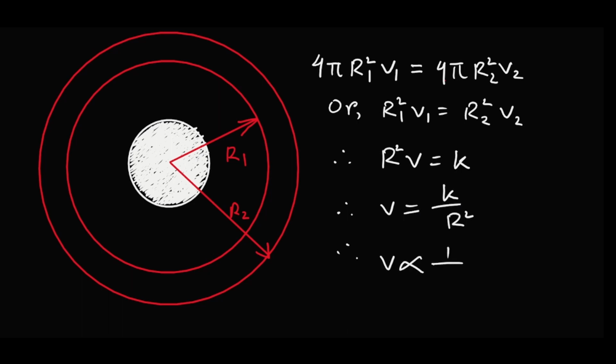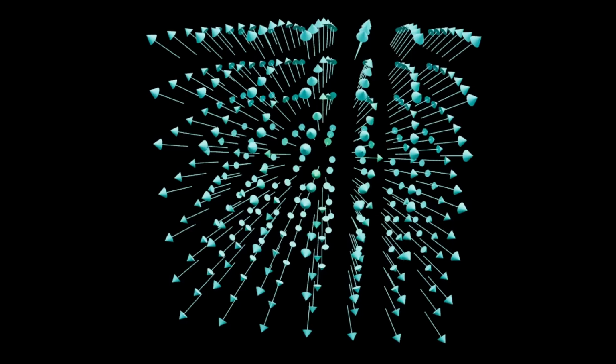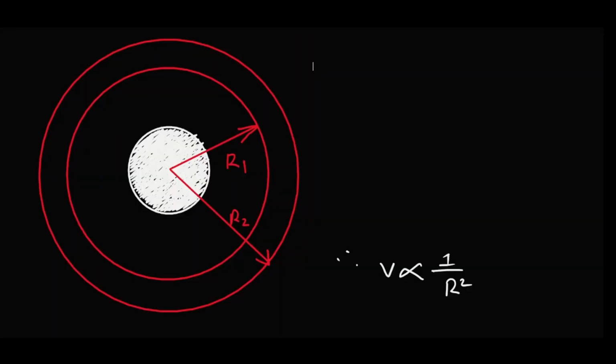That means in this setup, the velocity of the fluid will be inversely proportional to the square of the distance from the origin. If we construct the vector field of this nature, it will look like this, where the velocity of any point is given by this expression. Now here comes the interesting part. Look closely, isn't this form of vector field quite common in nature?